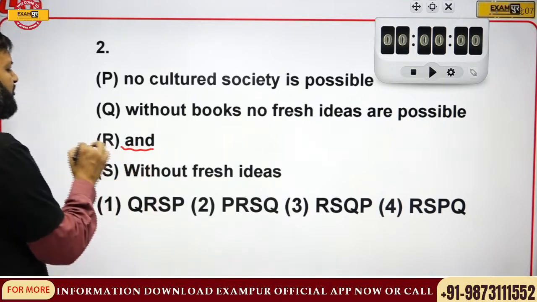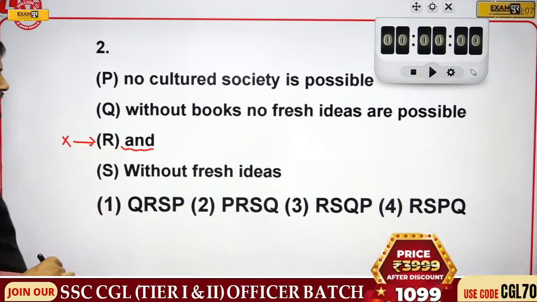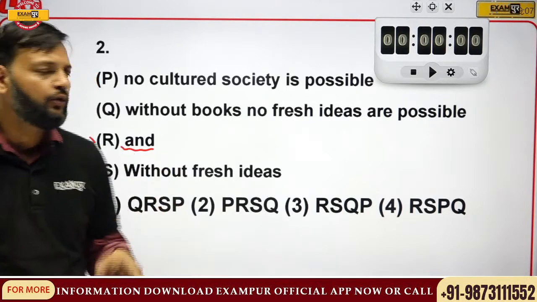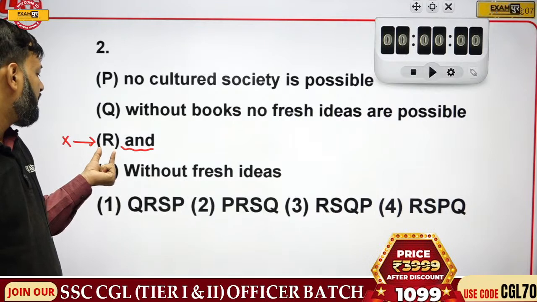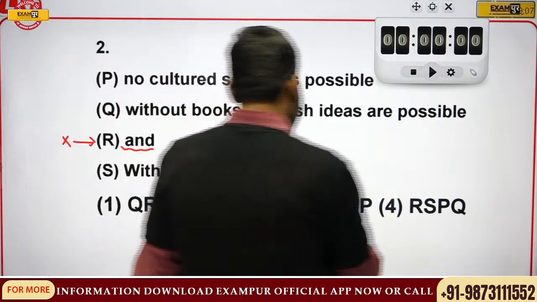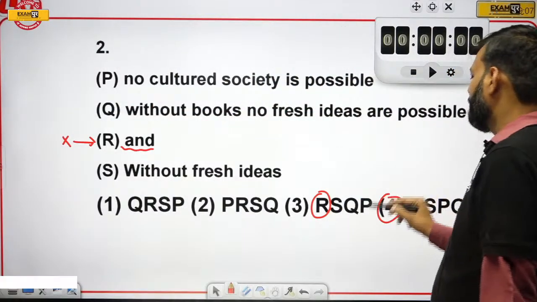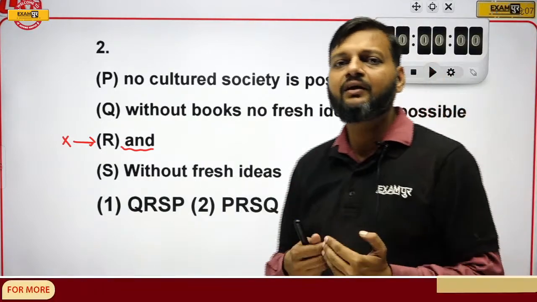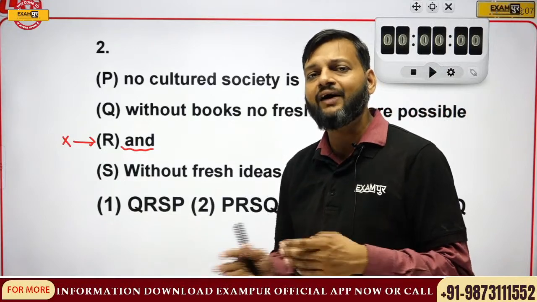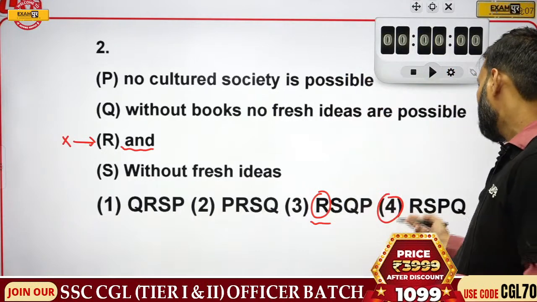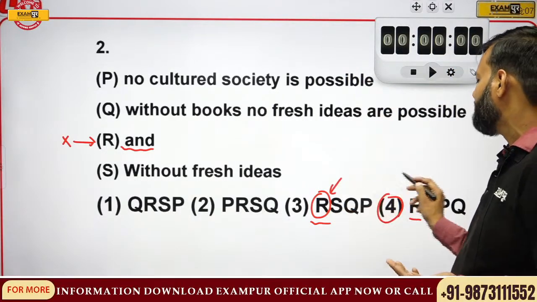So certainly R cannot be the first sentence. Okay, no sentence can start with a conjunction. Statement R has just the conjunction. It cannot be the first sentence. So eliminate option number 3 and option number 4, because in option number 3 and option number 4, R is the first sentence, and as I said, a conjunction cannot be in the beginning of a sentence. That's why R cannot be the first sentence, and option 3 and option 4 will be eliminated, because both the options have R as the first sentence.